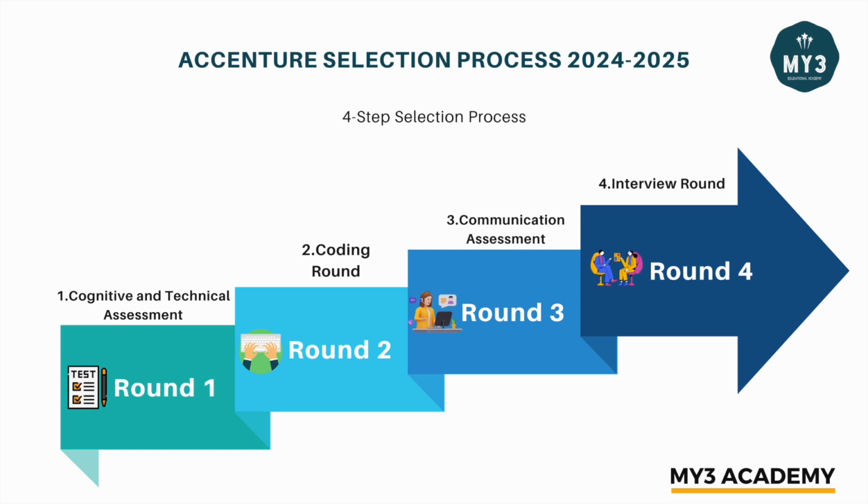So round 1 and round 2 are elimination rounds. In round 3, they just want to check your communication skills. Once you are done with round 3, there will be a HR interview. So this is the 4-step selection process which Accenture is following for 2025 passed out students. So let's look deeper at what will be there in round 1 and what type of questions you will be seeing in round 1, round 2, round 3 and round 4.